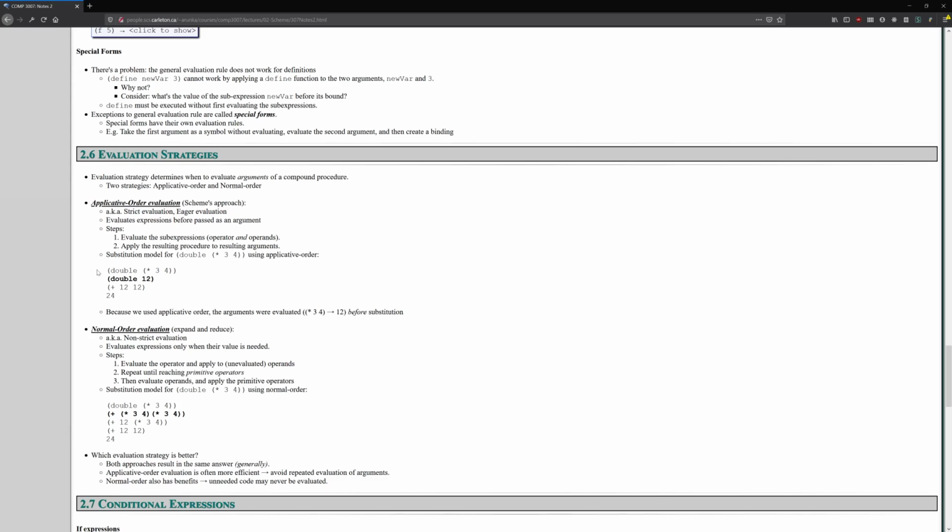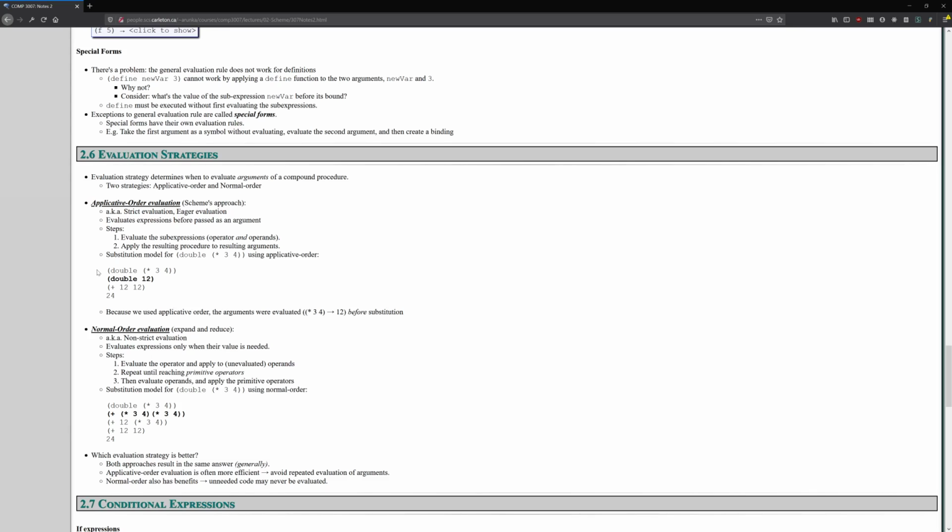Applicative order evaluation, sometimes called eager or strict evaluation, is Scheme's general rule of evaluation. It's what we just learned. The basic idea is that we need to evaluate all of the sub-expressions before we take the apply step. So at the point that we do apply, there should be no nested combinations left. We should only apply the value of a procedure to the value of its arguments.